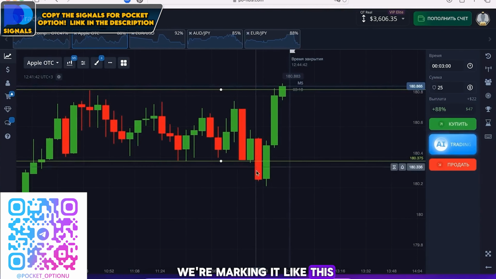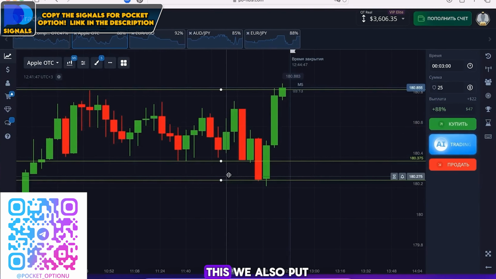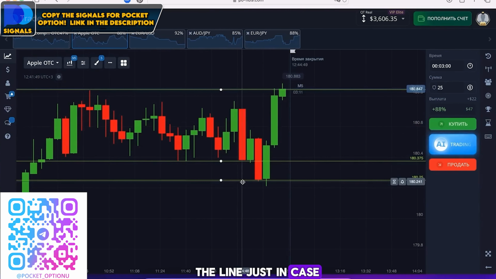We're marking it like this. A new low is being created here. We set it like this. We also put a line just in case. If we break through the floor, then we simply wait for the moment when we build another volume candle.